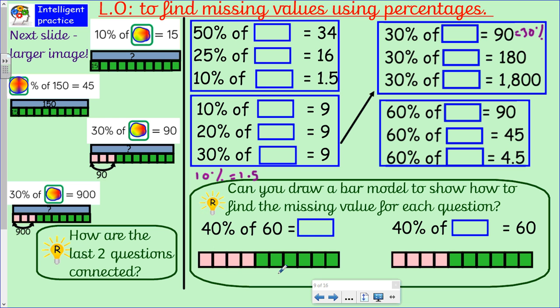Reasoning test. Can you draw a bar model to show how to find the missing value for each question? I've given you a hint here. This is a big hint. Can you fill this in to show the missing value? So fill in the numbers that are appropriate. I've drawn the bar model for you. You are welcome. You just need to fill in the details. Okay? Right, that's intelligent practice.